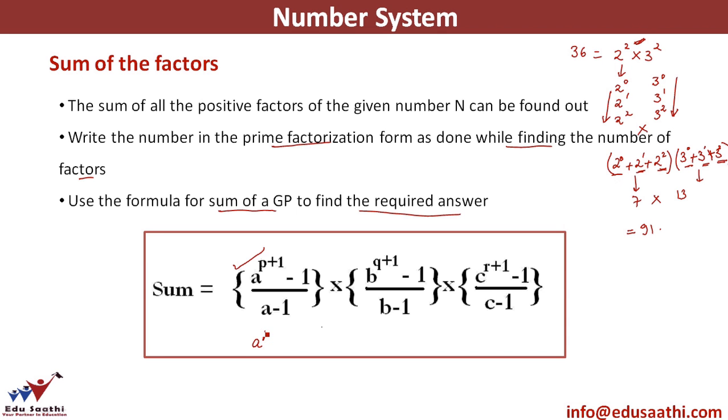This formula is the formula for the sum of a GP. So what is the form that I've written? I've written the number in the form A, B, C raised to powers P, Q, R. The sum of factors is (A raised to power P plus 1 minus 1 over A minus 1) into (B raised to power Q plus 1 minus 1 over B minus 1) into (C raised to power R plus 1 minus 1 over C minus 1).